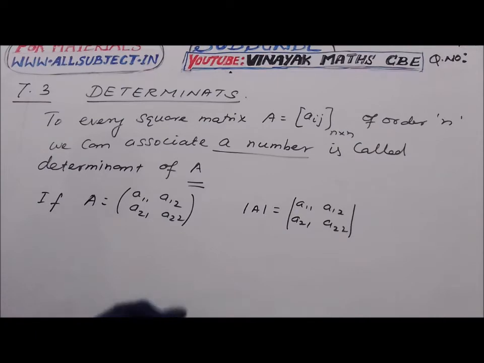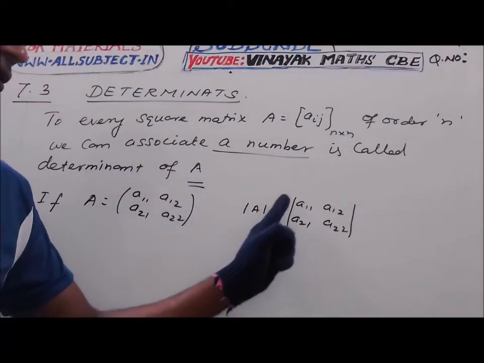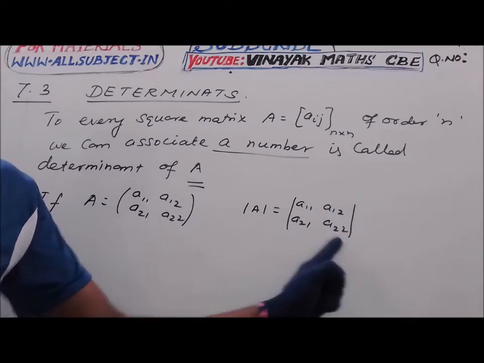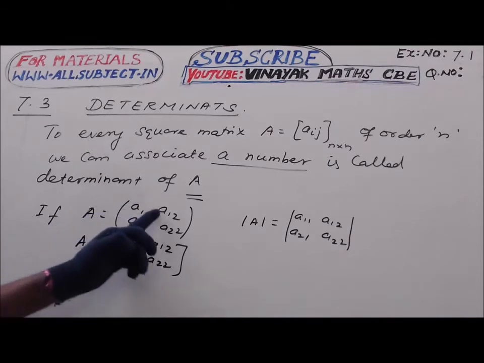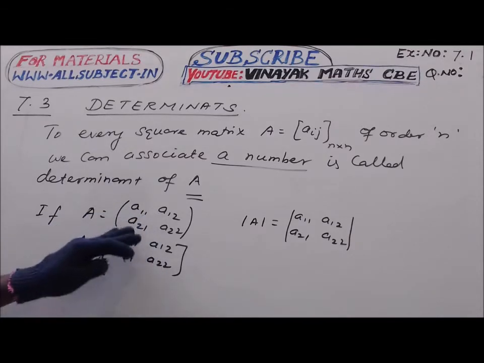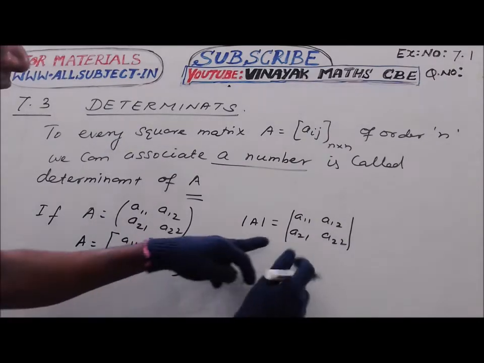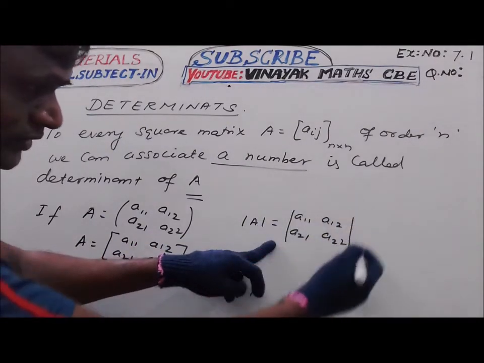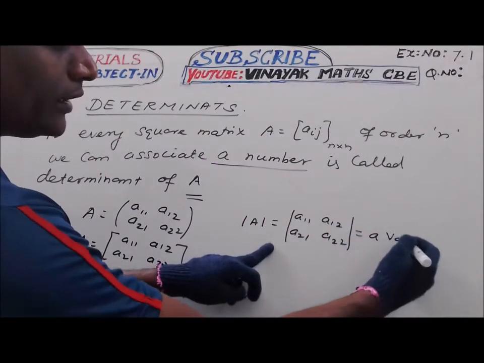Now, this determinant of matrix A is written as determinant A equal to A11, A12, A21, A22. Matrix A equal to A11, A12, A21, A22 is just an arrangement of numbers. But determinant is not an arrangement. We can reduce this determinant to a number. It is a value.